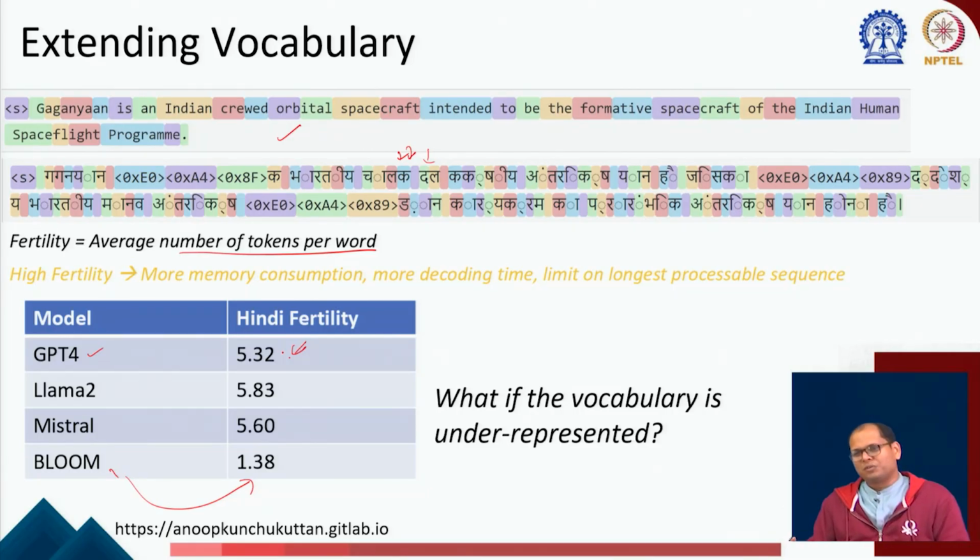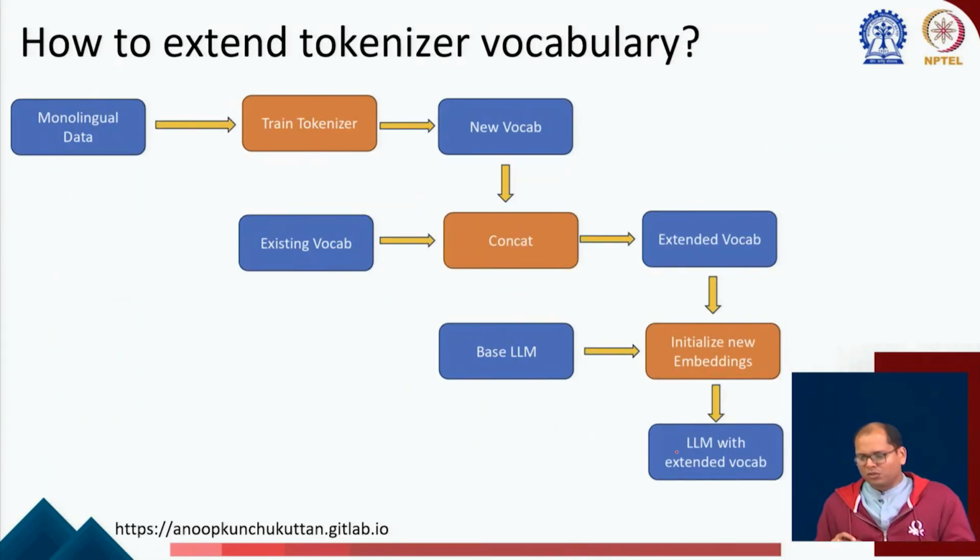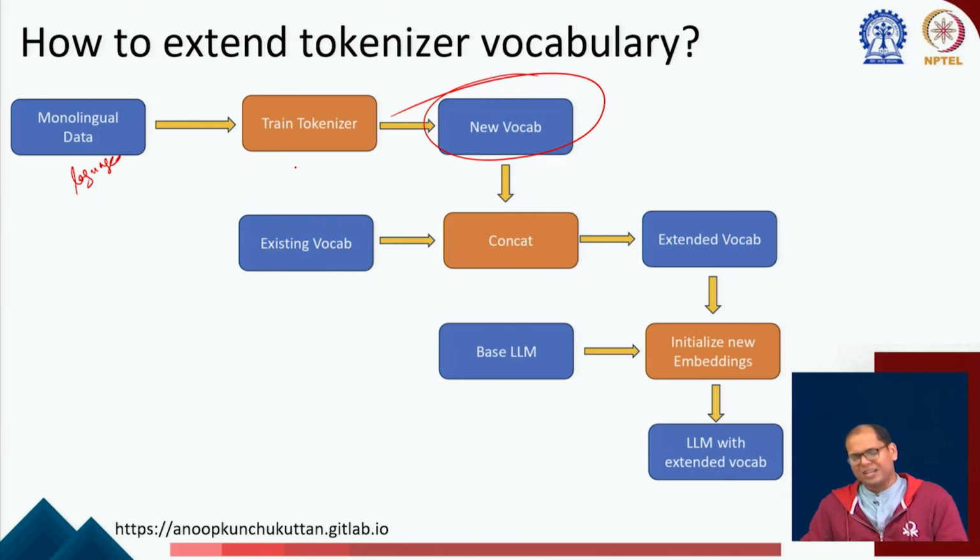So what do you do if you know that your language is underrepresented? How do you handle the vocabulary? Now remember, we can train from scratch for that language, but that's not the solution, right? You can train from scratch, but can you extend the previous model to include the vocabulary of your language? So that is also something people have tried. You can extend the vocabulary. So let's say this is your language data. You take the data and you train a tokenizer on that language, and you have a new vocabulary that you want to include, right? So you have a new vocabulary.